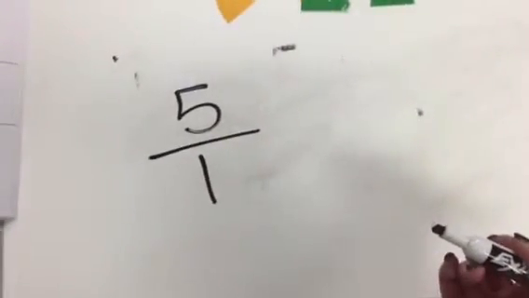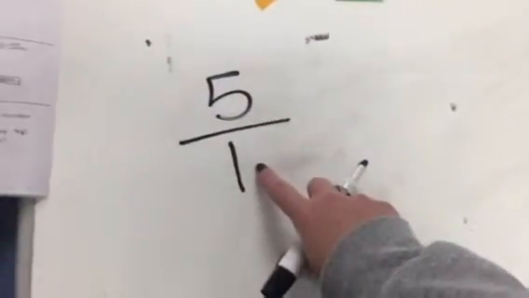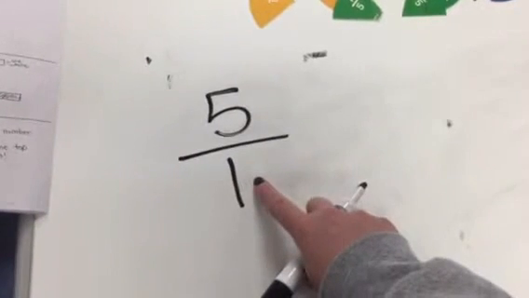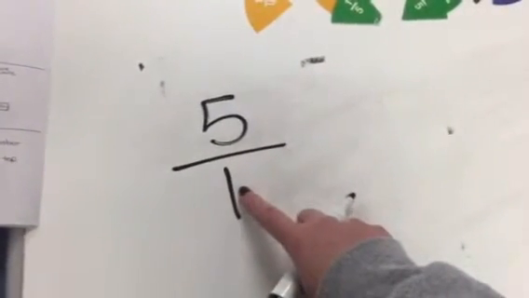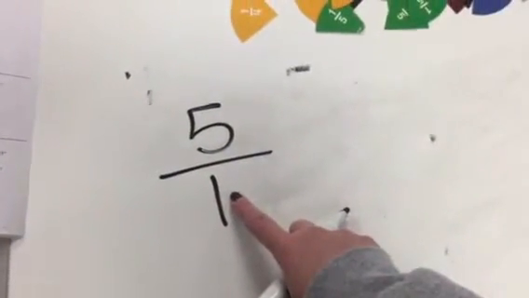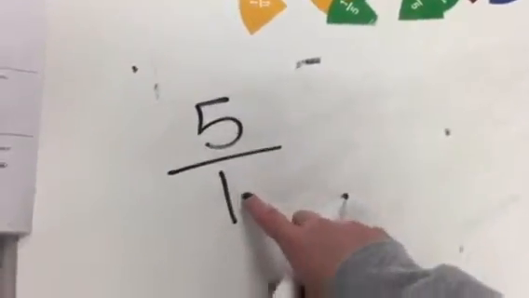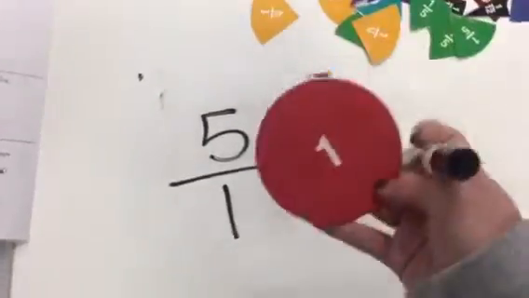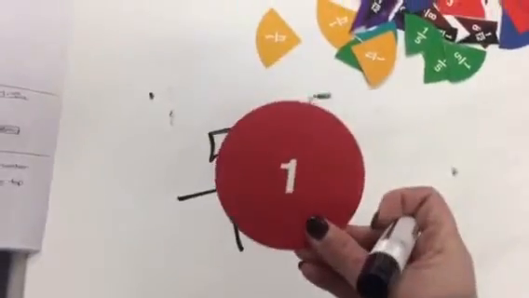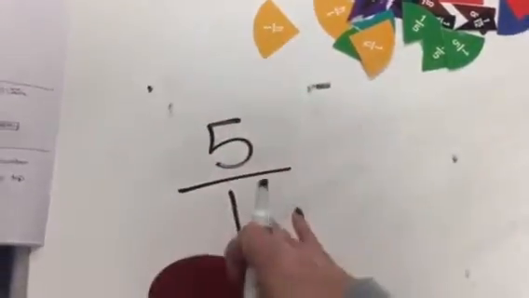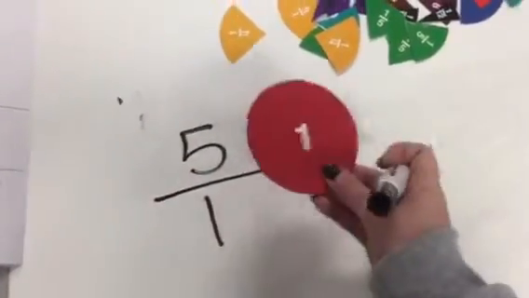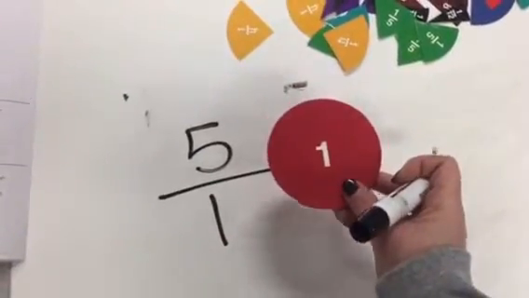It's really odd because the denominator, the bottom number, is how many pieces in a whole? Well, it's 1, so I have 1 piece in a whole. What does 1 piece in a whole look like? This is 1 piece, right? So whenever you see a denominator of 1, that means 1 piece in the whole, it looks like this, okay?